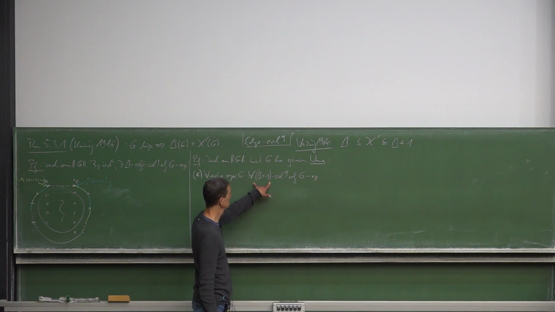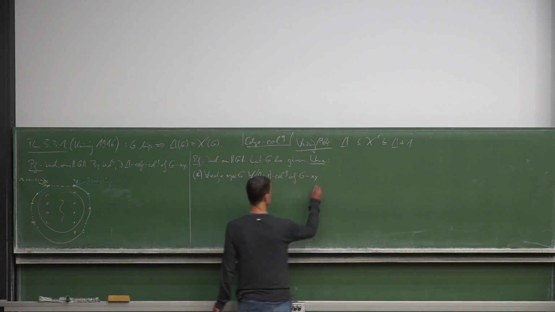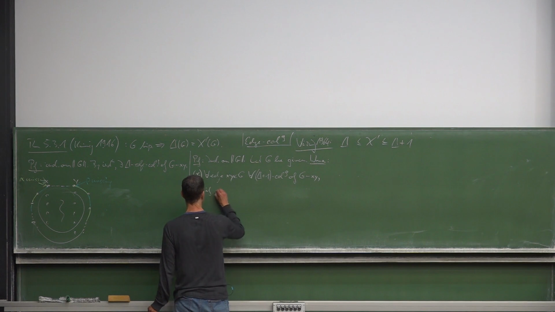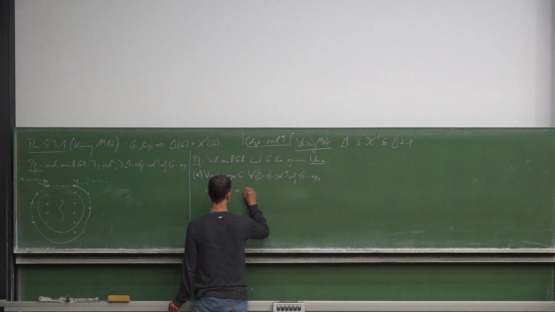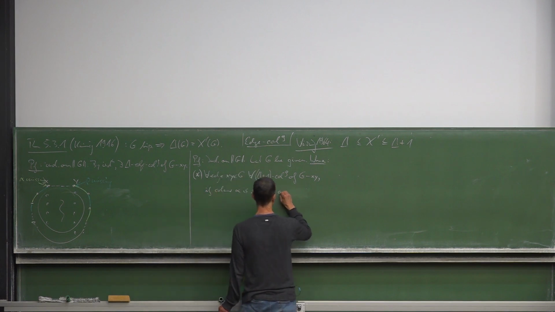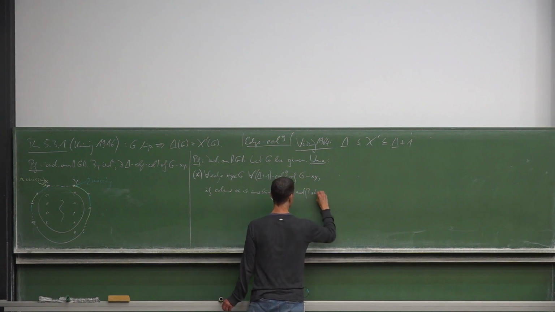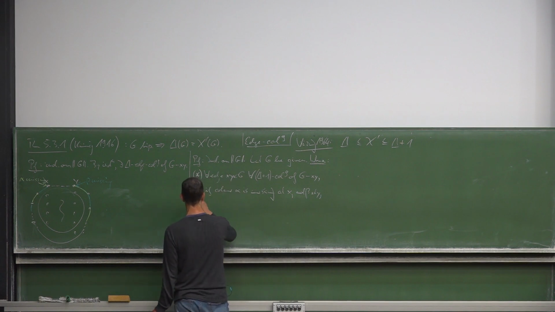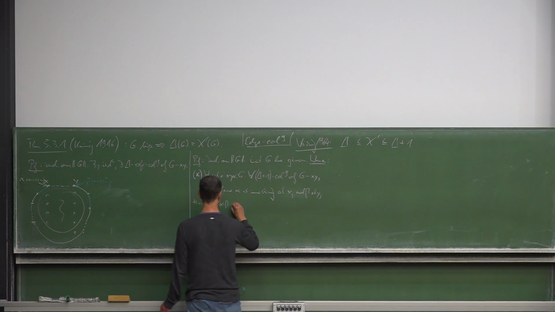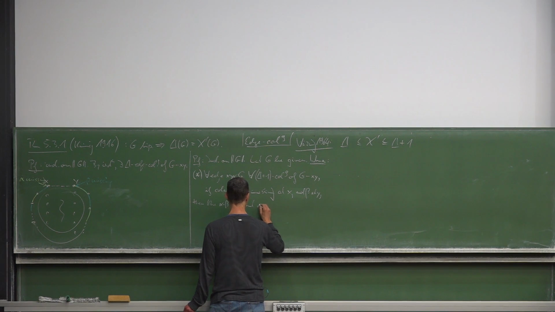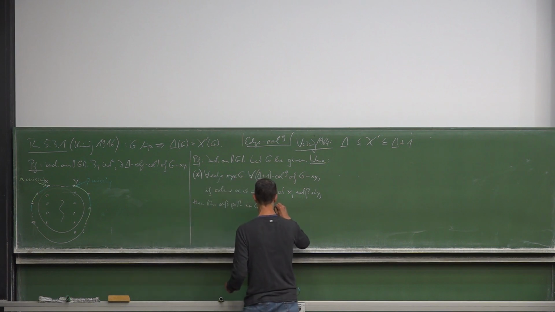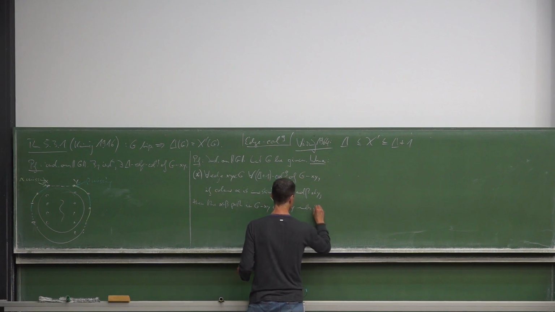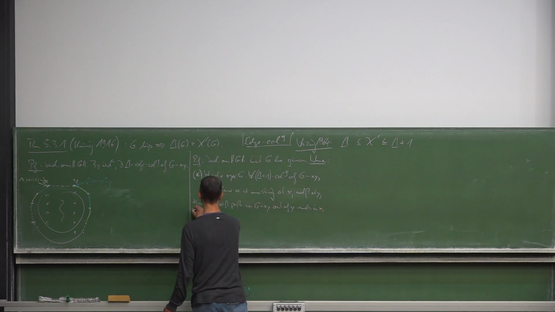For every delta plus 1 coloring of G minus xy, if color alpha is missing at x and beta at y, then the alpha beta path out of y, in G minus xy, in the graph that we've colored, ends in x. All right, so that's something we may assume.